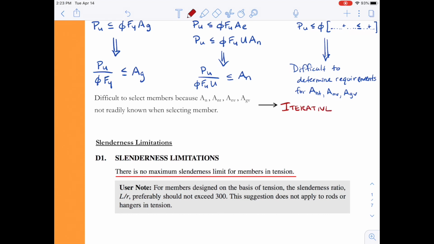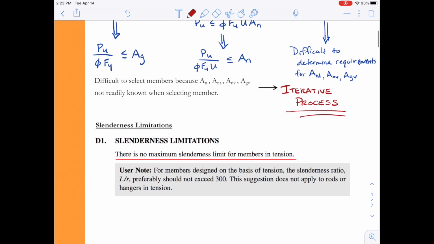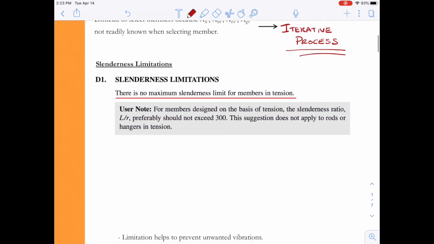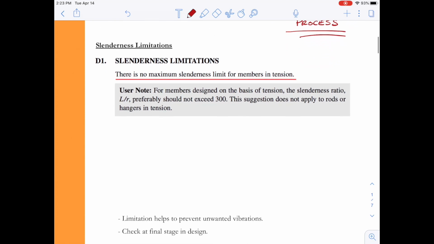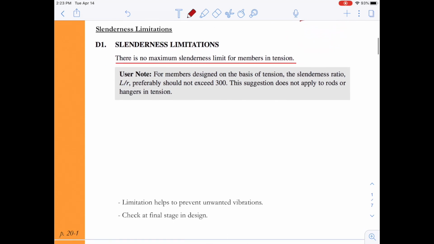Because of this process and because we have all these area requirements, we're probably going to have to iterate through to get to the optimum solution. We're going to be checking members. We're going to check those members to see if they work. They might not work. We'll have to try other members. If they still don't work, we might have to go back to our manual and select new ones.